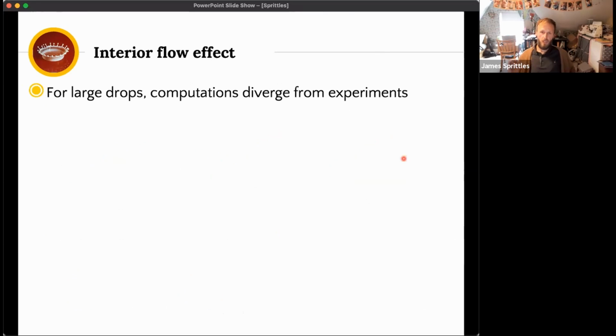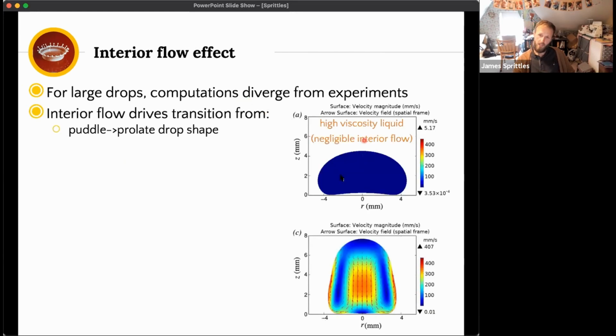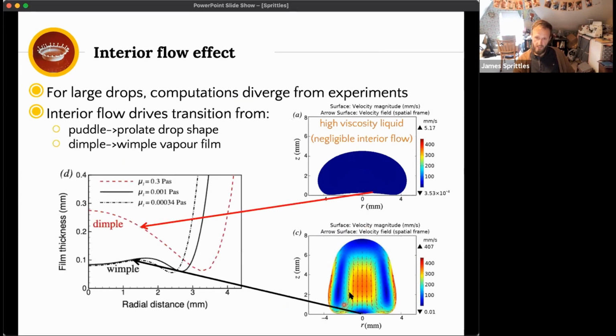What's remarkable, kind of interesting, is that for large drops, the Sobak model agrees with the experiments, but our computations diverge. That's because if we neglect interior flow like Sobak, we see this puddle-like shape, which they see in the experiments. But if we put the correct viscosity, in particular of water, we see this strong flow being driven within the drop, and that changes the shape of the drop to this much more upright shape compared to what we see in experiments. And similarly, we see a different vapor film.